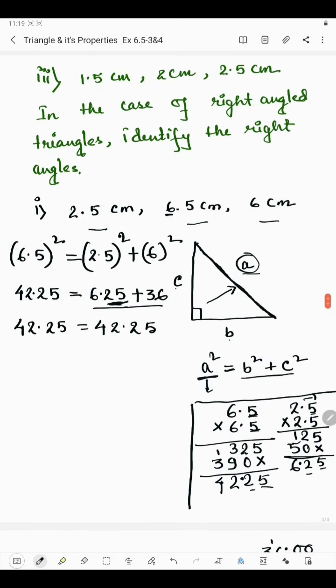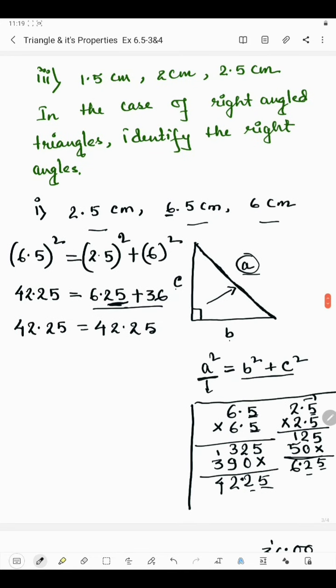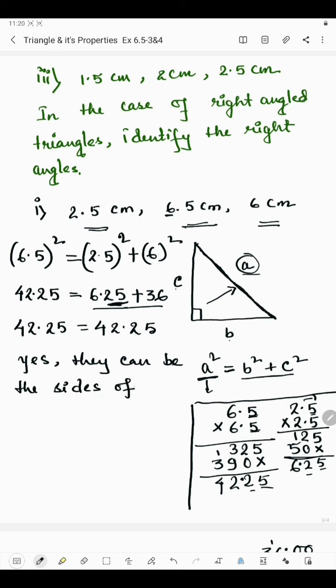What we have seen is that the left hand side matches with the value on the right hand side. That means the square of the longest side is equal to the sum of the squares of the other two sides. So that means these three sides are the sides of a right angle triangle. So we'll write yes, they can be the sides of a right angle triangle.